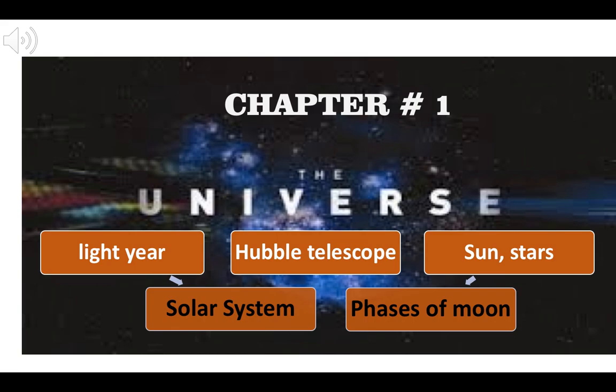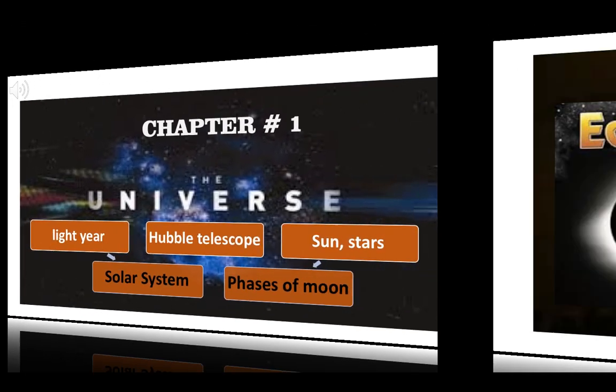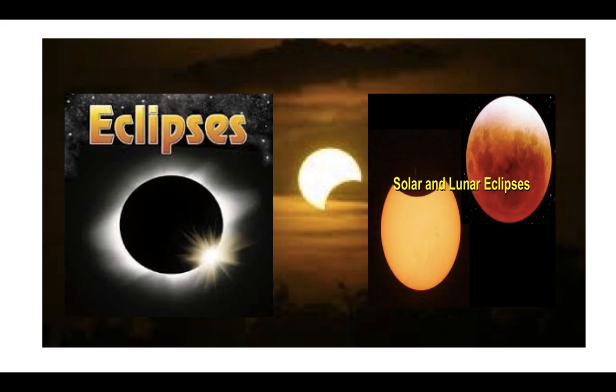Dear students, we discussed the definition of a light year, Hubble telescope, sun, stars, solar system and phases of moon in previous lectures. I hope you have completed your work accordingly. Students, the topic of today's lecture is eclipses and types of eclipses. You have to complete a given worksheet, so be attentive throughout the video lecture.